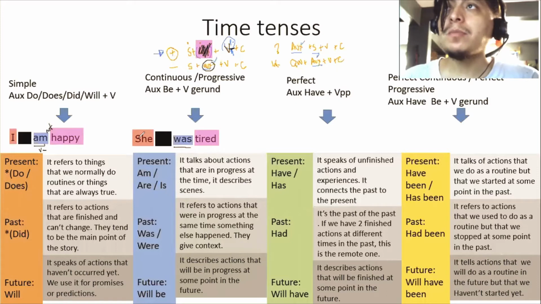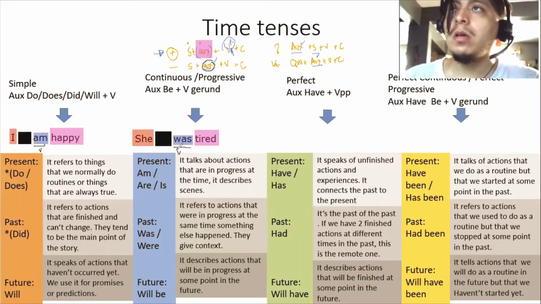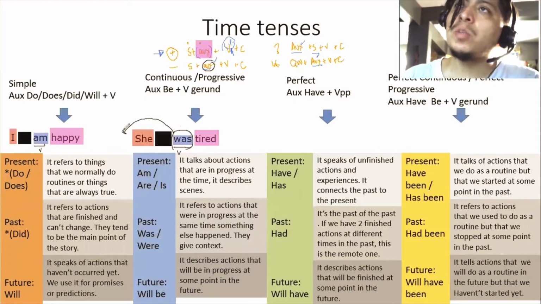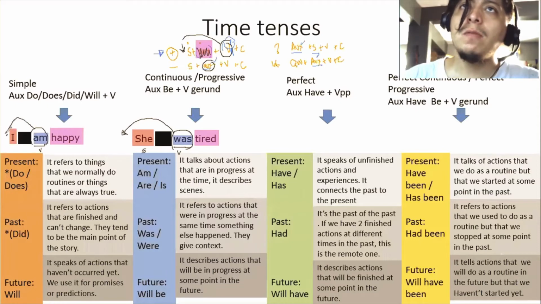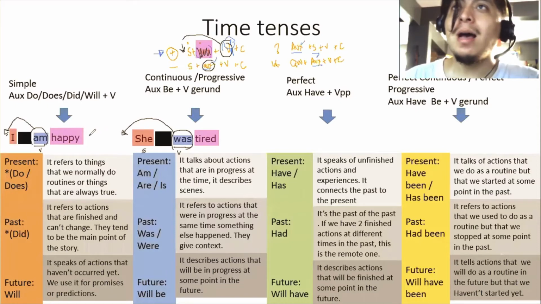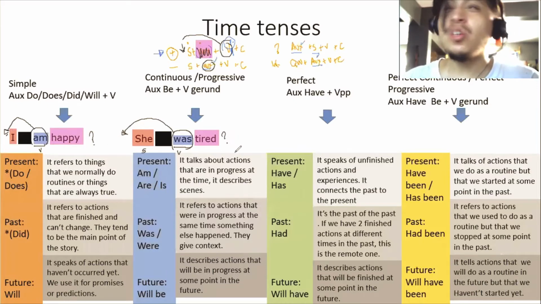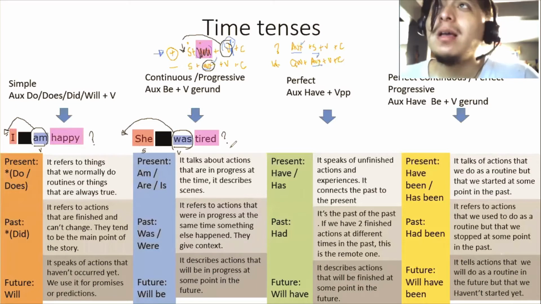What happens if you want to make a question? If you want to make a question, the verb is going to work as the auxiliary and is going to switch positions with the subject. So you say, am I happy? Yes, you are, or no, you aren't. Was she tired? Yes, she was, or no, she wasn't. This is the problem with the simple present and with the simple past.